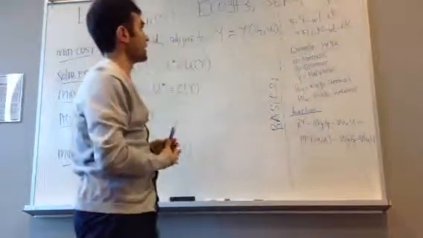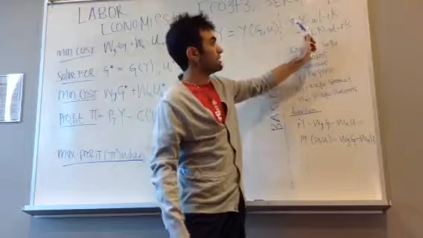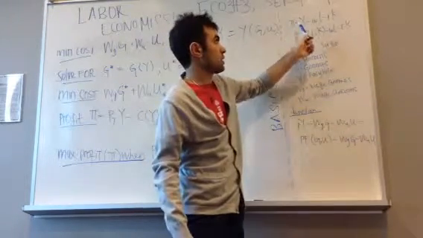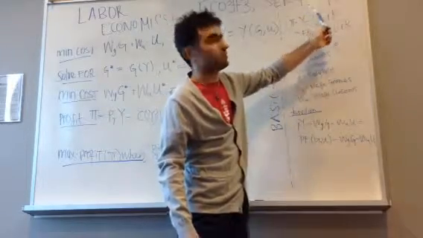For example, with the price of Y being P_Y, profit would be P_Y times Y, minus WL, minus RK.